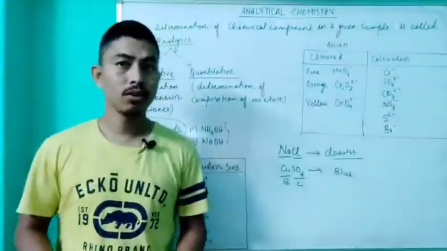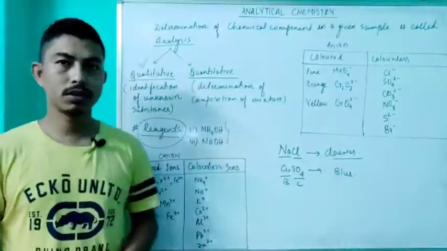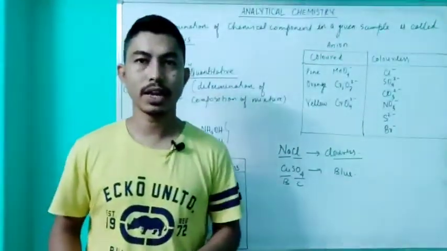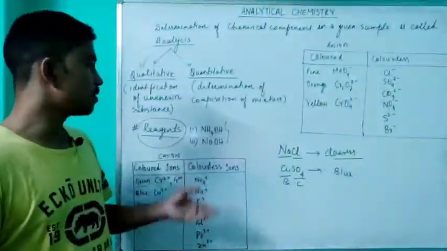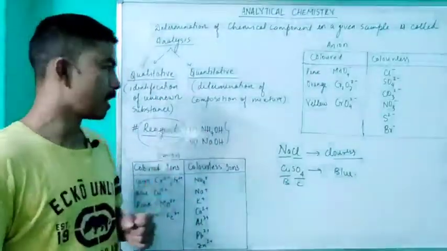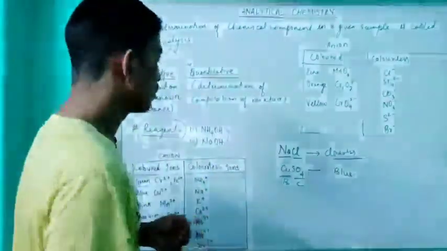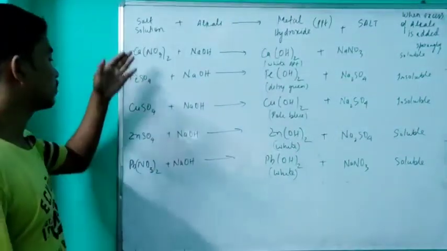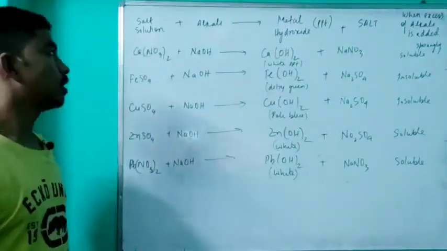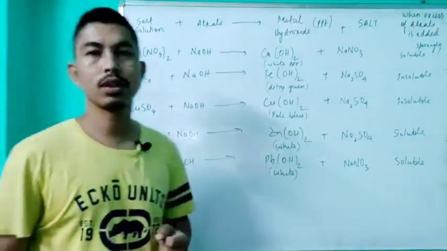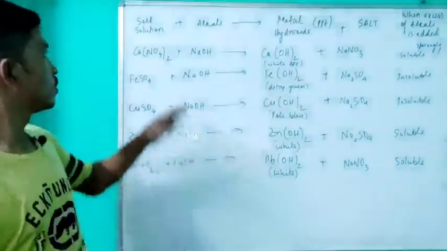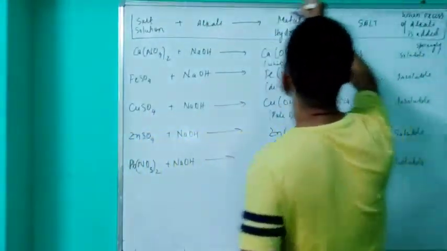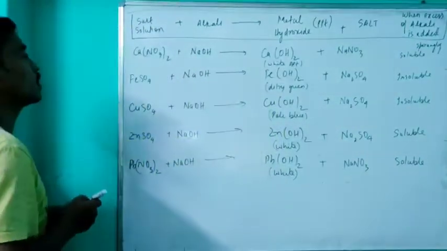Now what we'll do is try to identify the presence of different cations and anions by the addition of a suitable reagent, that is sodium hydroxide and ammonium hydroxide. Now coming to the next topic in this chapter, you have to learn the reaction of the following salts with the alkali, and similarly with ammonium hydroxide as well.